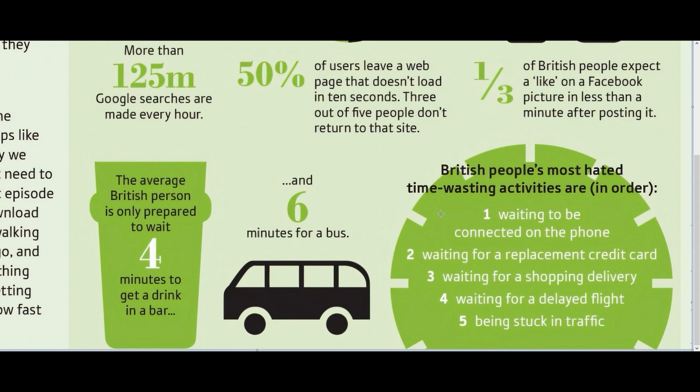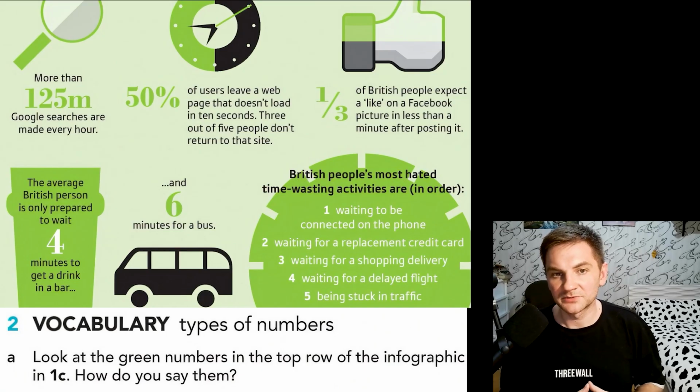Теперь можно идти дальше. Part number 2. Vocabulary. Types of numbers. Part A. Look at the green numbers in the top row of the infographic in 1C. How do you say them? Try to pronounce or try to say these words, then check yourself.